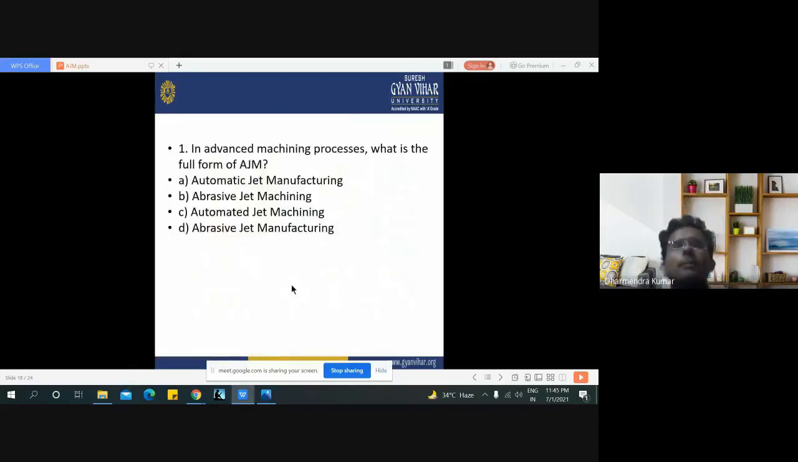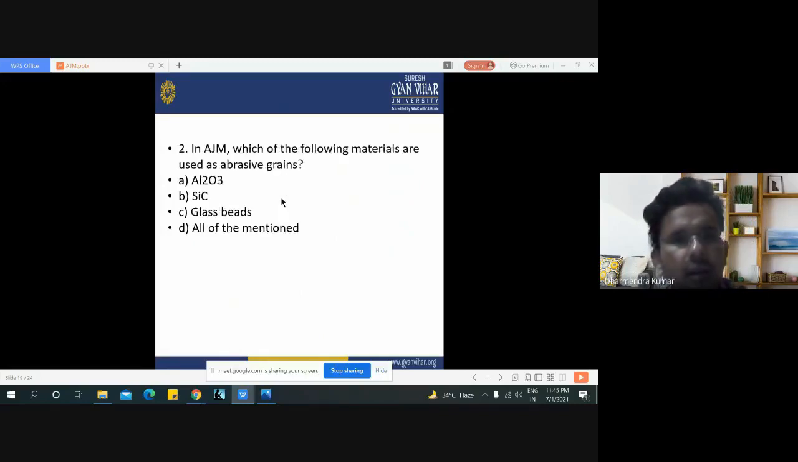Now, on the basis of this lecture, we come to that point where we can answer some multiple choice questions. The first one is, in advanced machining process, what is the full form of AJM? We have discussed in the first slide, AJM stands for abrasive jet machining. Second one is, in AJM or abrasive jet machining process, which of the following materials are used as abrasive grain?